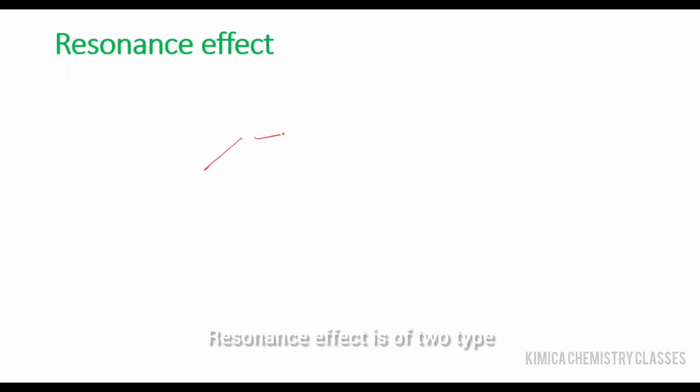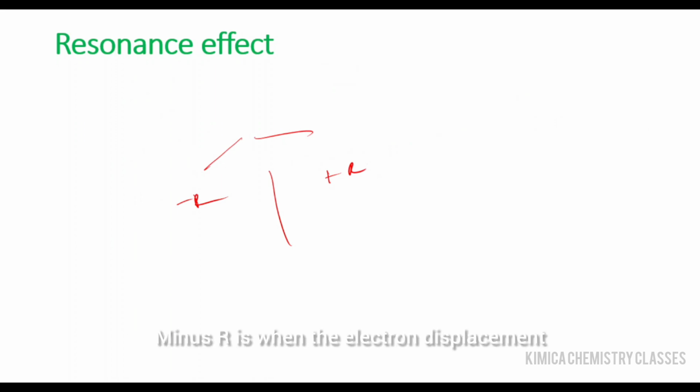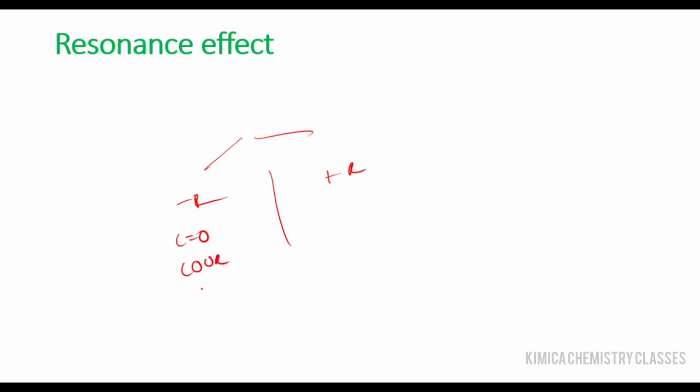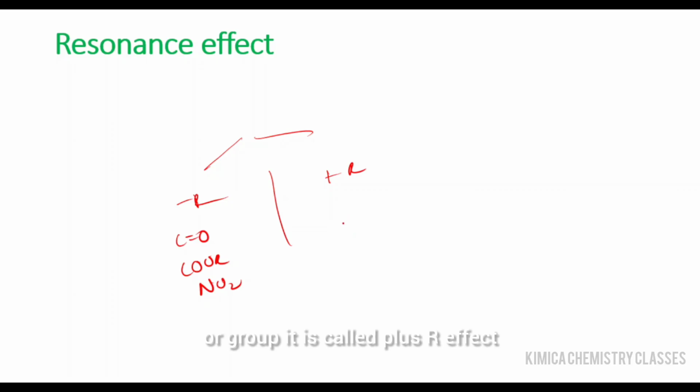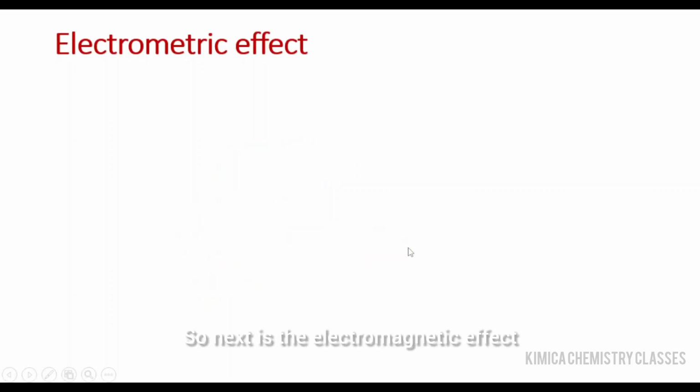Resonance effect is of two types, minus R and plus R. Minus R is when the electron displacement occurs away from the chain or a ring of the molecule. So their example is, in plus R effect, what happens? When the electron displacement occurs towards the atom or group, it is called plus R effect. Their example is hydroxide and NH2. Right. So next is the electromeric effect.